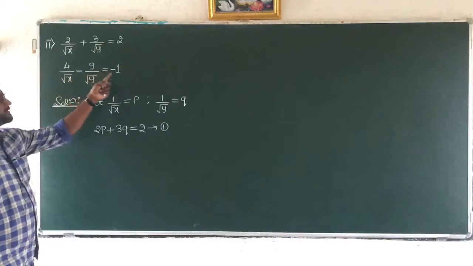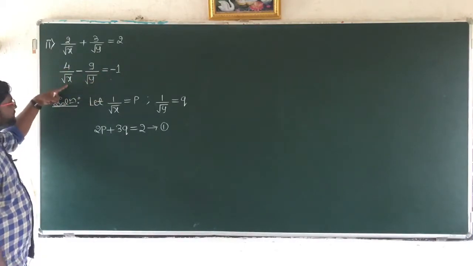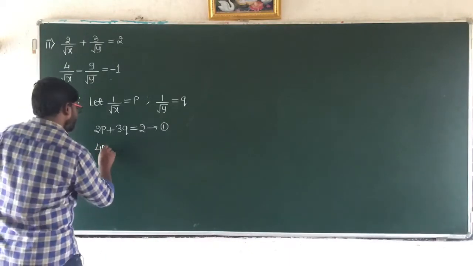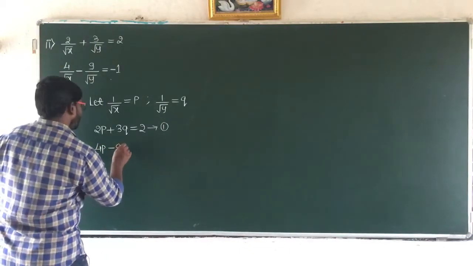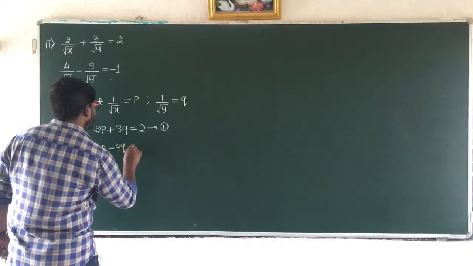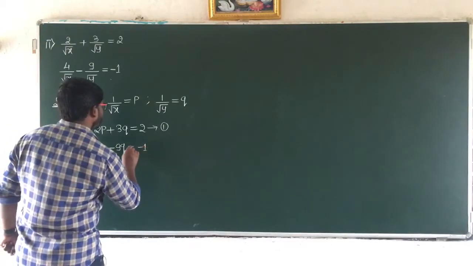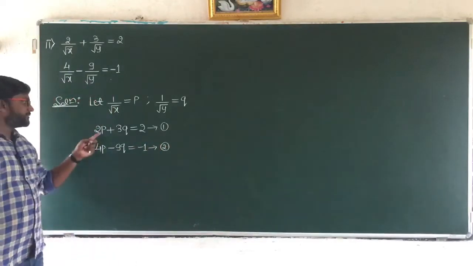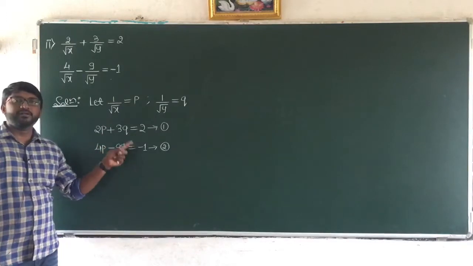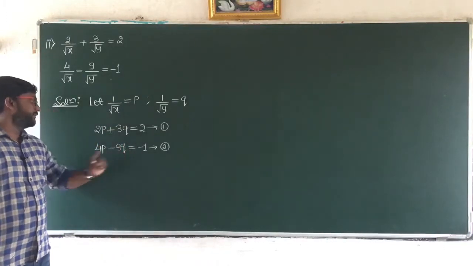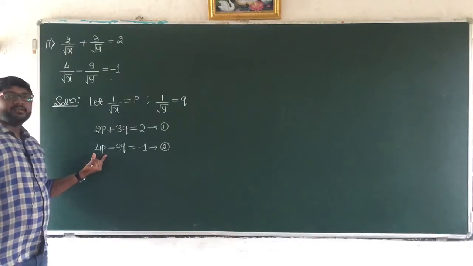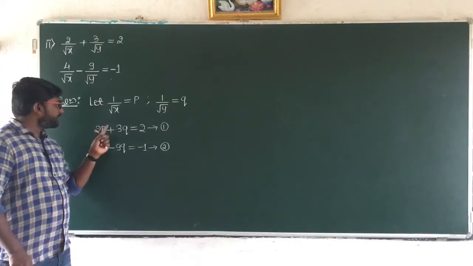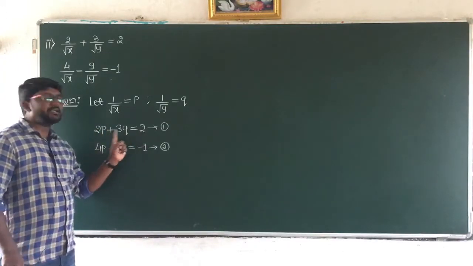Now rewrite the second equation. 1 by root x is p, so it becomes 4p minus 9q equals minus 1. I call this equation number 2. Now we have to solve equation 1 and equation 2 to get the values of p and q. So I am going to solve this by the elimination method. In order to make this 4p, we have to multiply both sides by 2.